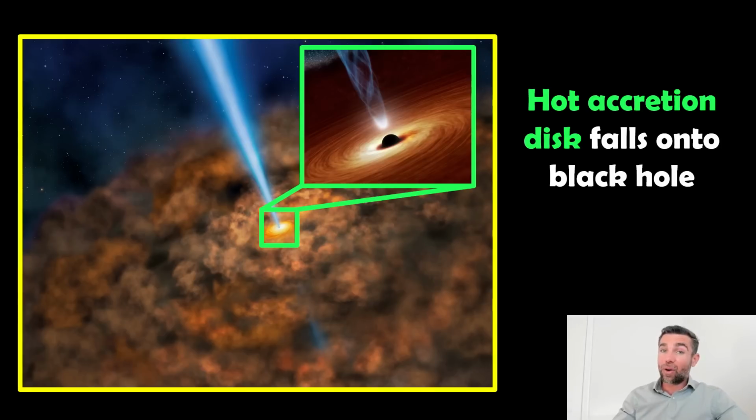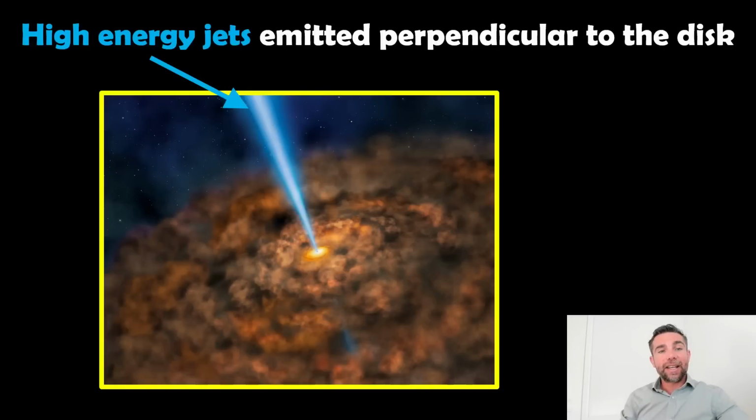So it's falling onto the black hole. The black hole is growing in size, it's feeding, it's active. And then what you get is it emits these high energy jets which are perpendicular to that disk. It's really high energy jets coming out from the poles of the black hole.